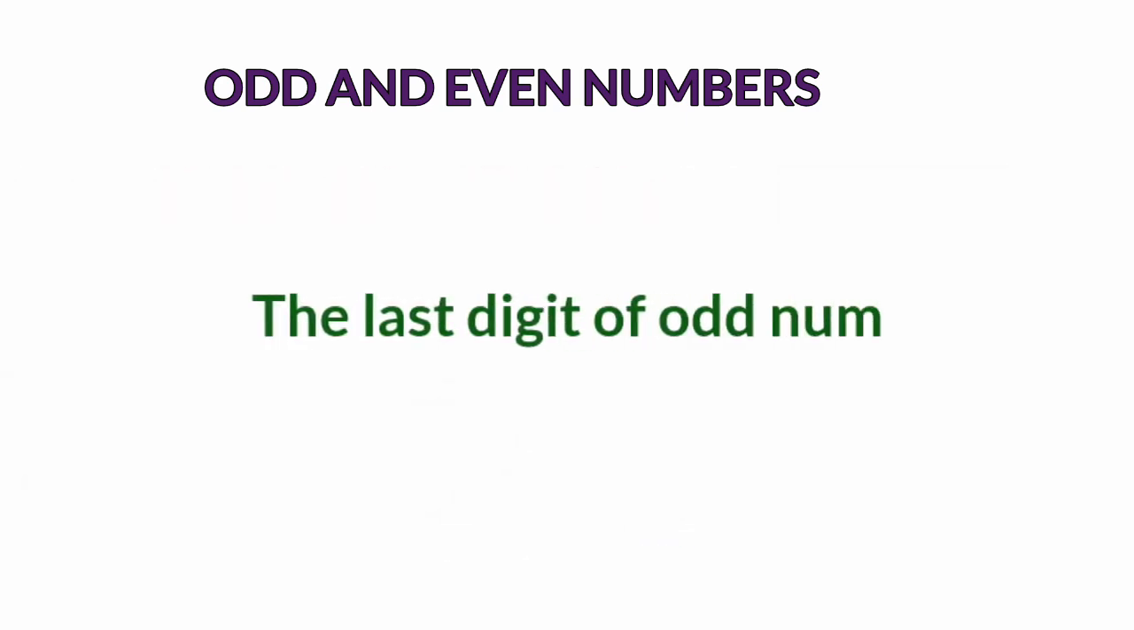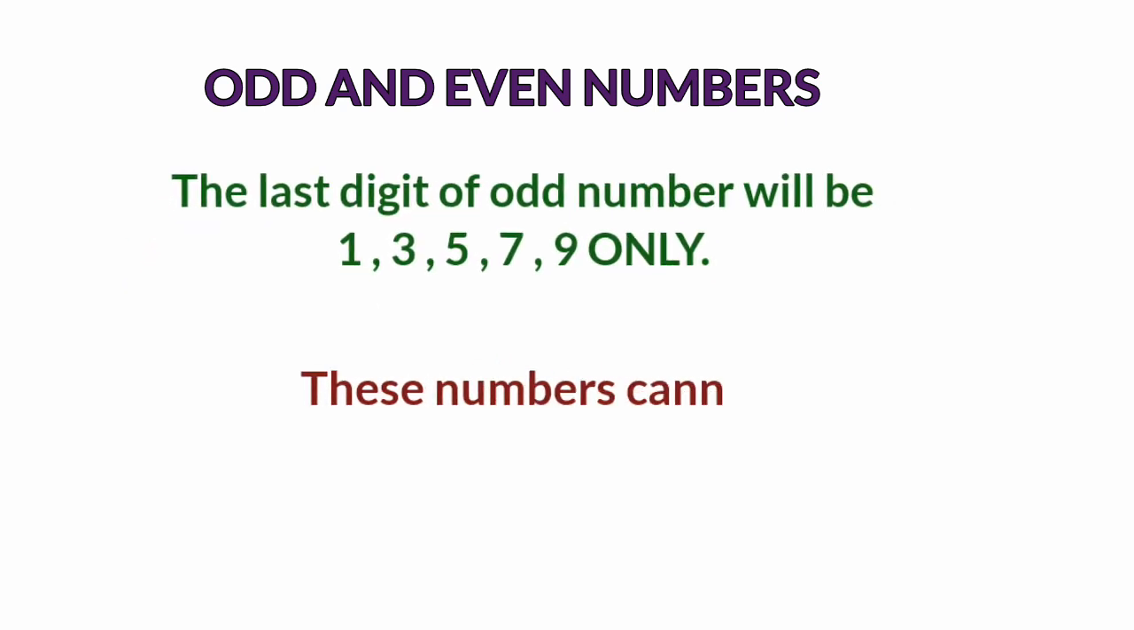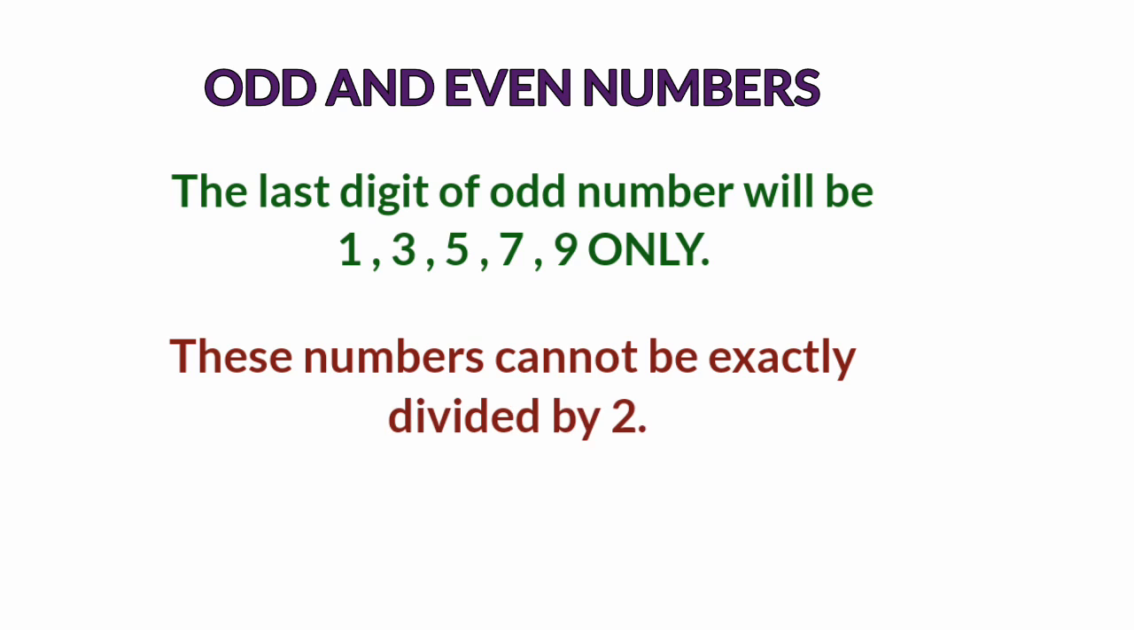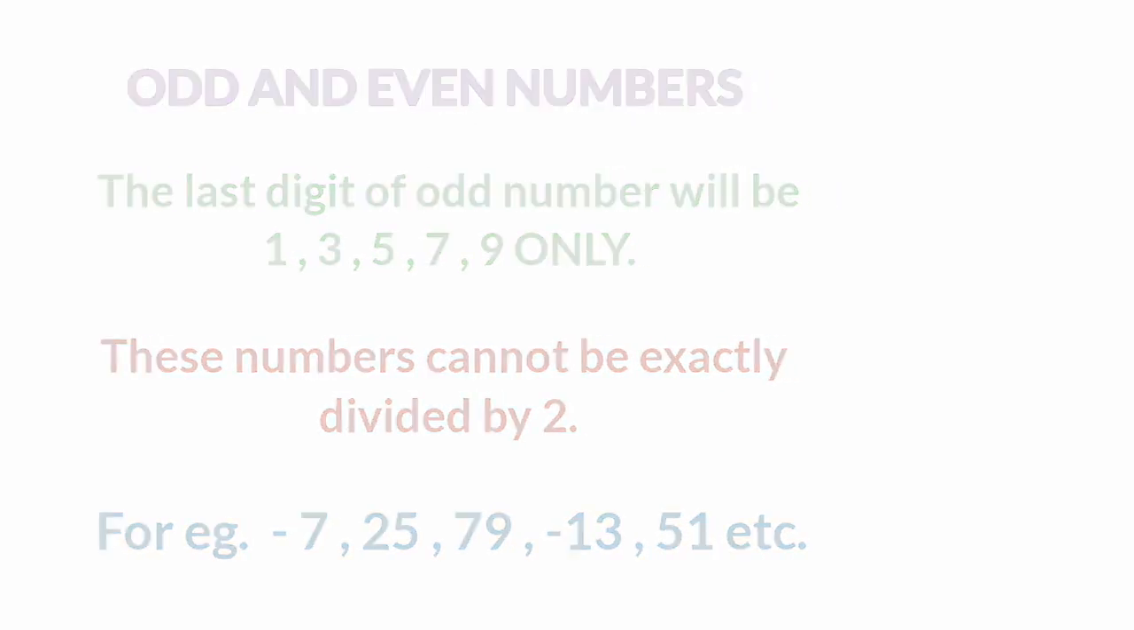The last digit of an odd number will be 1, 3, 5, 7 and 9 only. As these numbers cannot be exactly divided by 2, that's why these are odd numbers. Let's take examples. The last digit of all these numbers is 1, 3, 5, 7 and 9. So this makes them odd numbers.